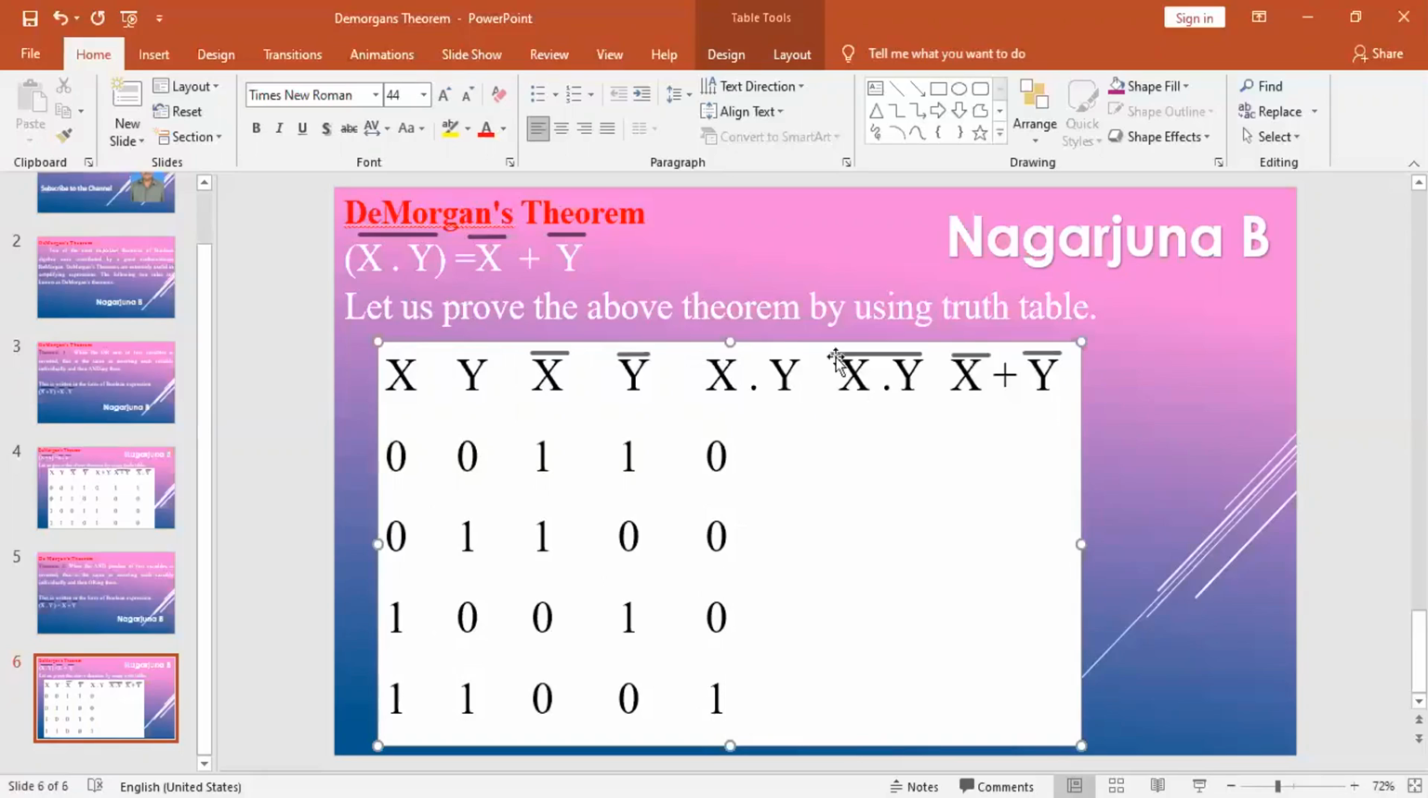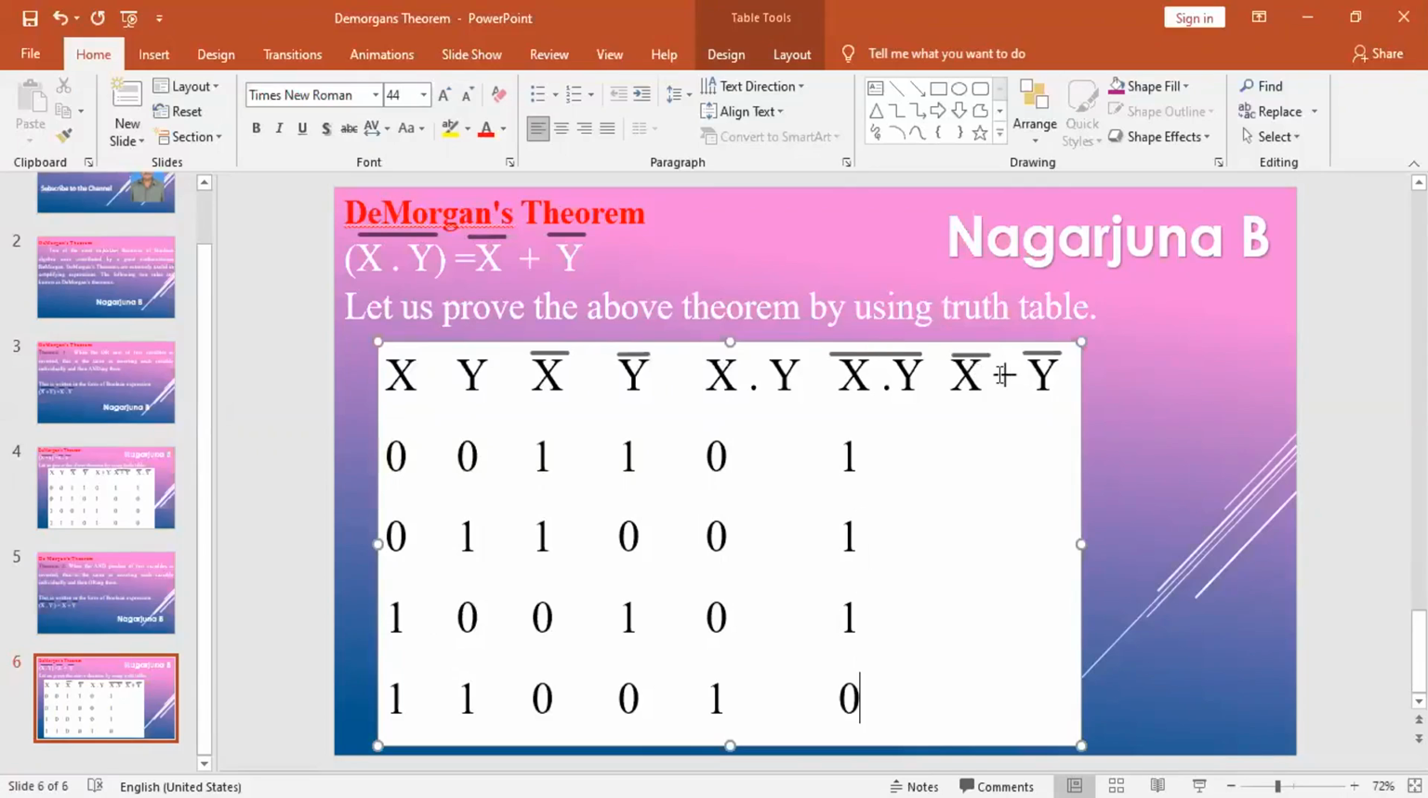Next, we need to find the negation of this one, that is x dot y whole bar. So 0 is there, its bar will be 1. 0 is there, again its bar will be 1. 0 is there, again its bar will be 1. 1 is there, its bar will be 0.